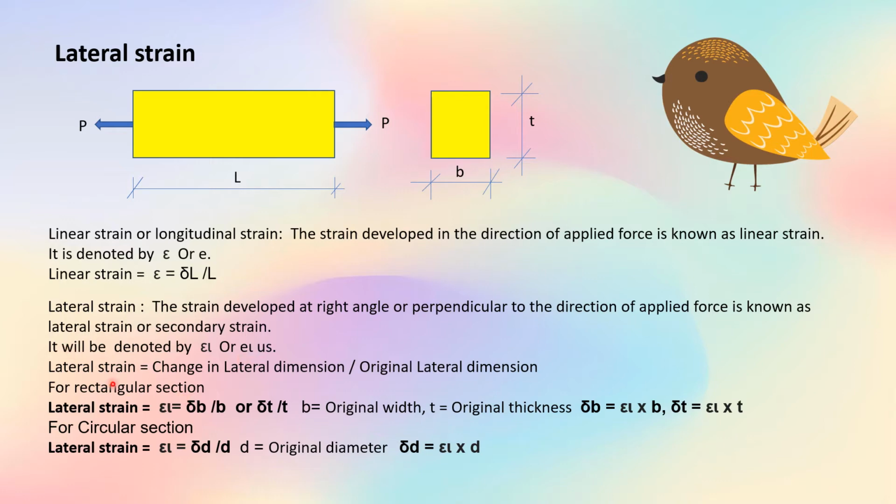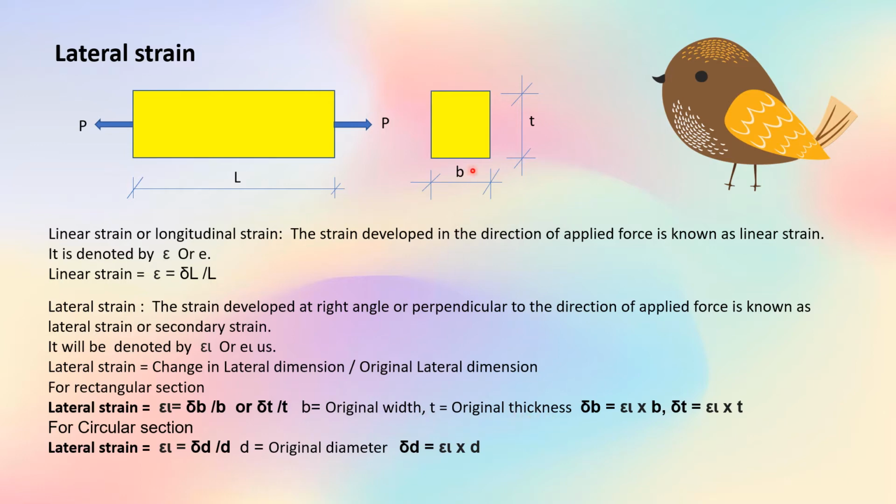Now the lateral strain is change in lateral dimension. Lateral strain is the ratio of change in lateral dimension to original lateral dimension. Now for a rectangular section, the lateral strain epsilon L will be delta B upon B or delta T upon T, where B is the original width and T is the original thickness.